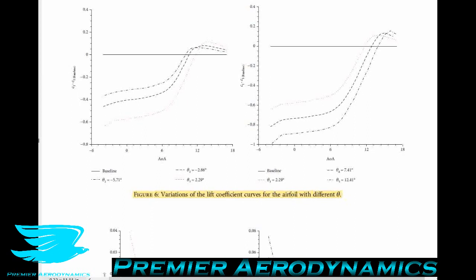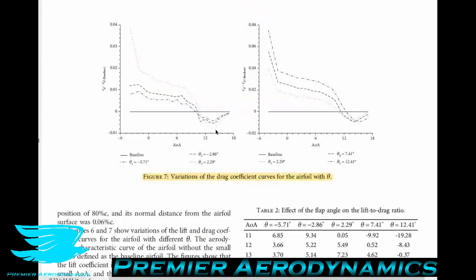So one question that we have is, why would this flap delay stall? Because here what we're seeing is we're getting higher lift coefficients, and the point at which the stall occurs is at a higher angle of attack. Why does that occur? Well, figure 8 shows why. So let's move down to that briefly.